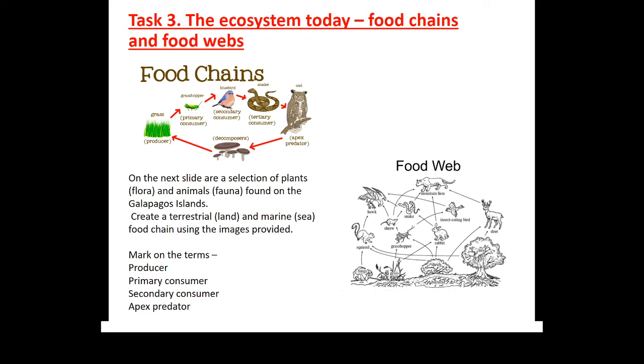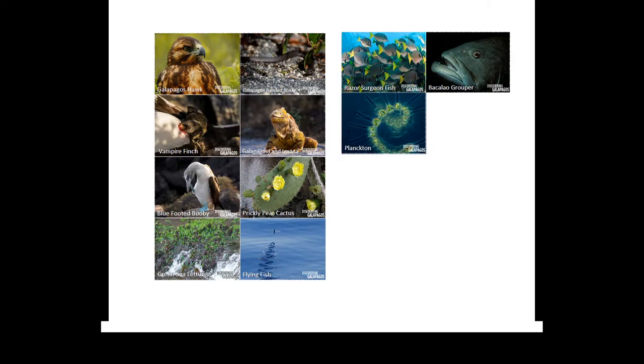On the next slide are a selection of plants, flora, or animals, fauna, found on the Galapagos Islands. I would like you to create a terrestrial, which is a land-based food chain, and a marine-based food chain using those images provided. Mark on the terms producer, primary consumer, secondary consumer, and apex predator. Think through which animals you would find on land, which animals you would find in the sea. Pause the video, come back to me when you think you've got your food chains correct.